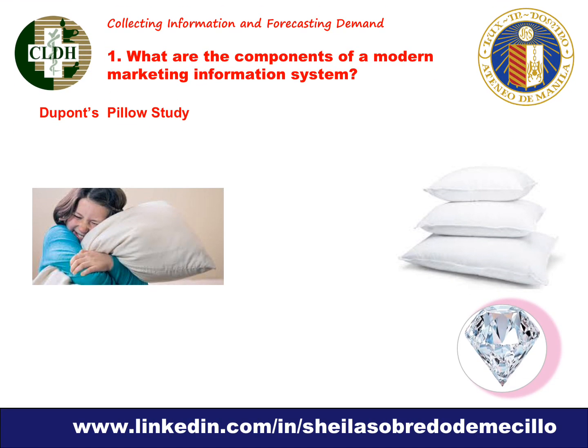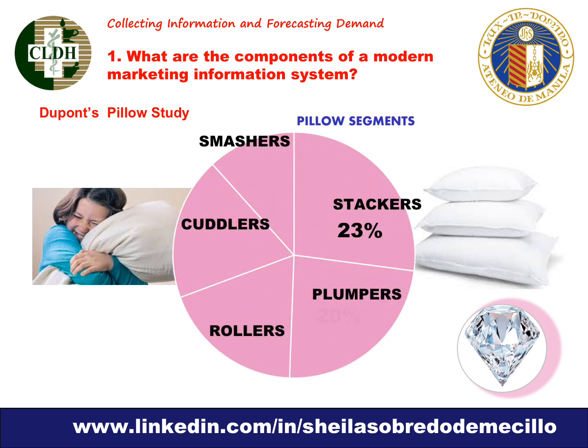Some firms have marketing information systems that provide rich detail about buyer wants, preferences, and behaviors. The DuPont pillow study is one example wherein a pillow has a different preference for every customer. The findings are seen on this pie wherein the stalkers are 23% and smashers constitute 10% of cases.